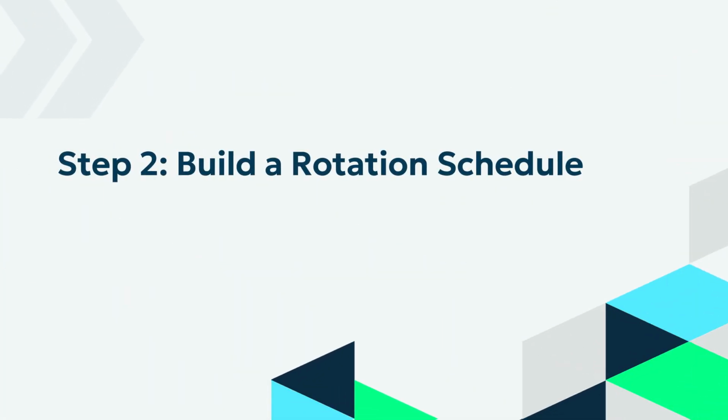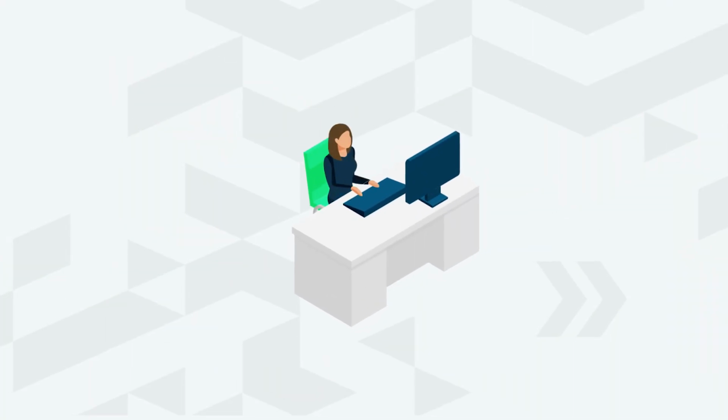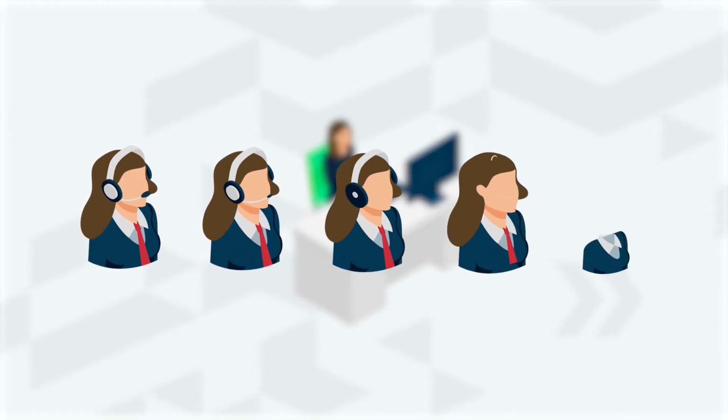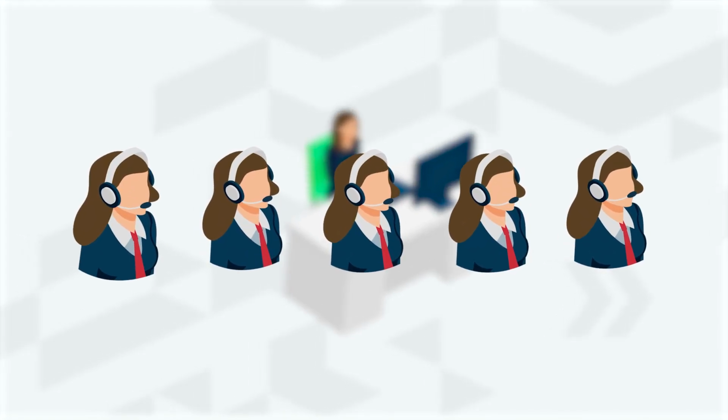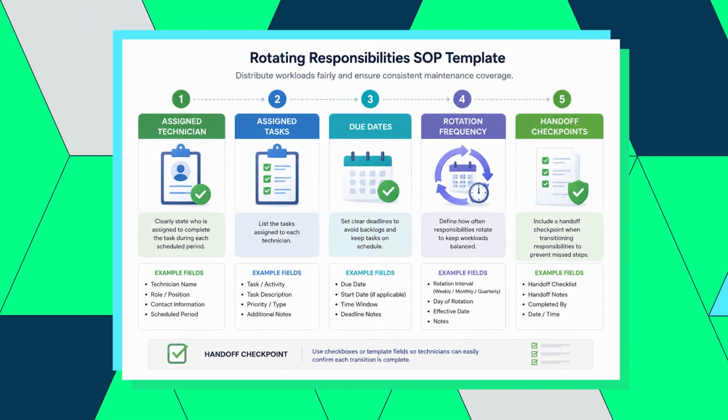Step 2. Build a rotation schedule. When the same technician handles recurring maintenance tasks every week, burnout can increase while other team members miss opportunities to gain experience. Rotating responsibilities helps distribute workloads fairly and ensures consistent maintenance coverage.